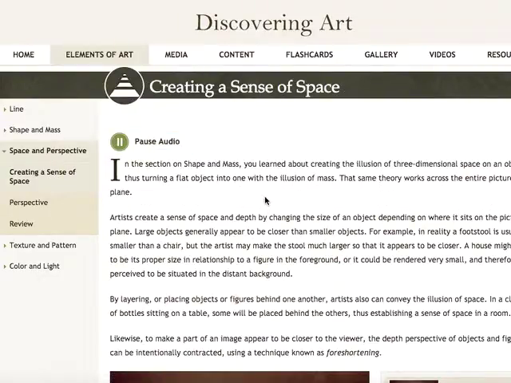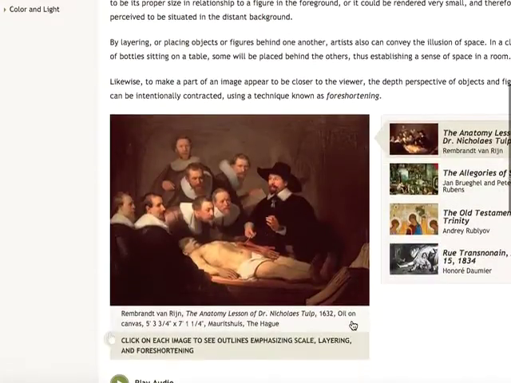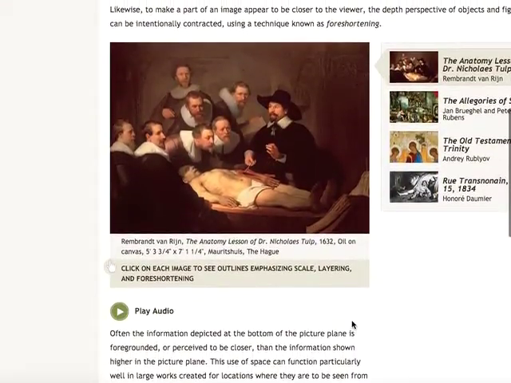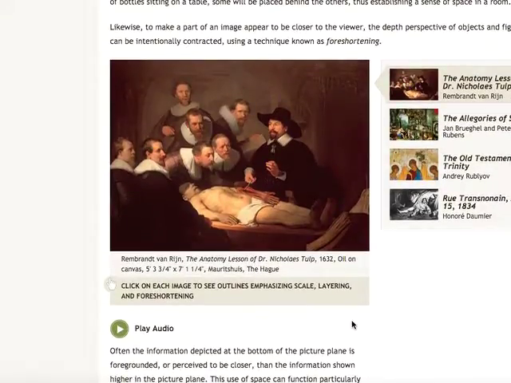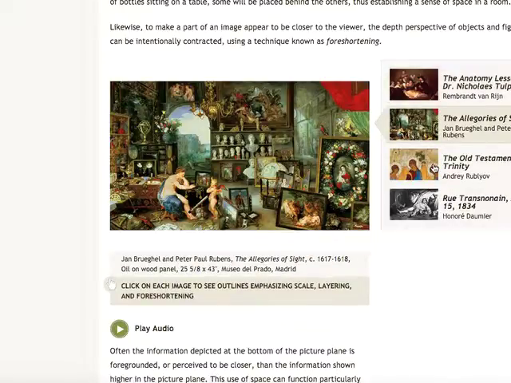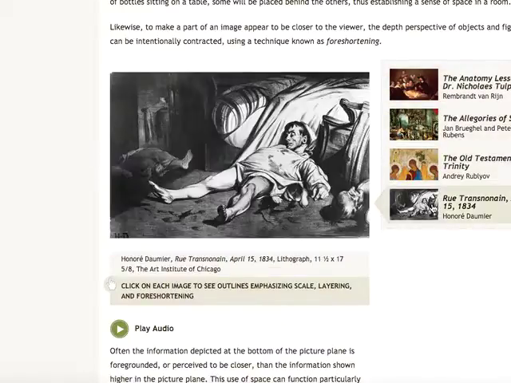Creating a sense of space. In the section on shape and mass, you learned about creating the illusion of three-dimensional space on an object, thus turning a flat object into one with the illusion of mass. That same theory works across the entire picture plane.